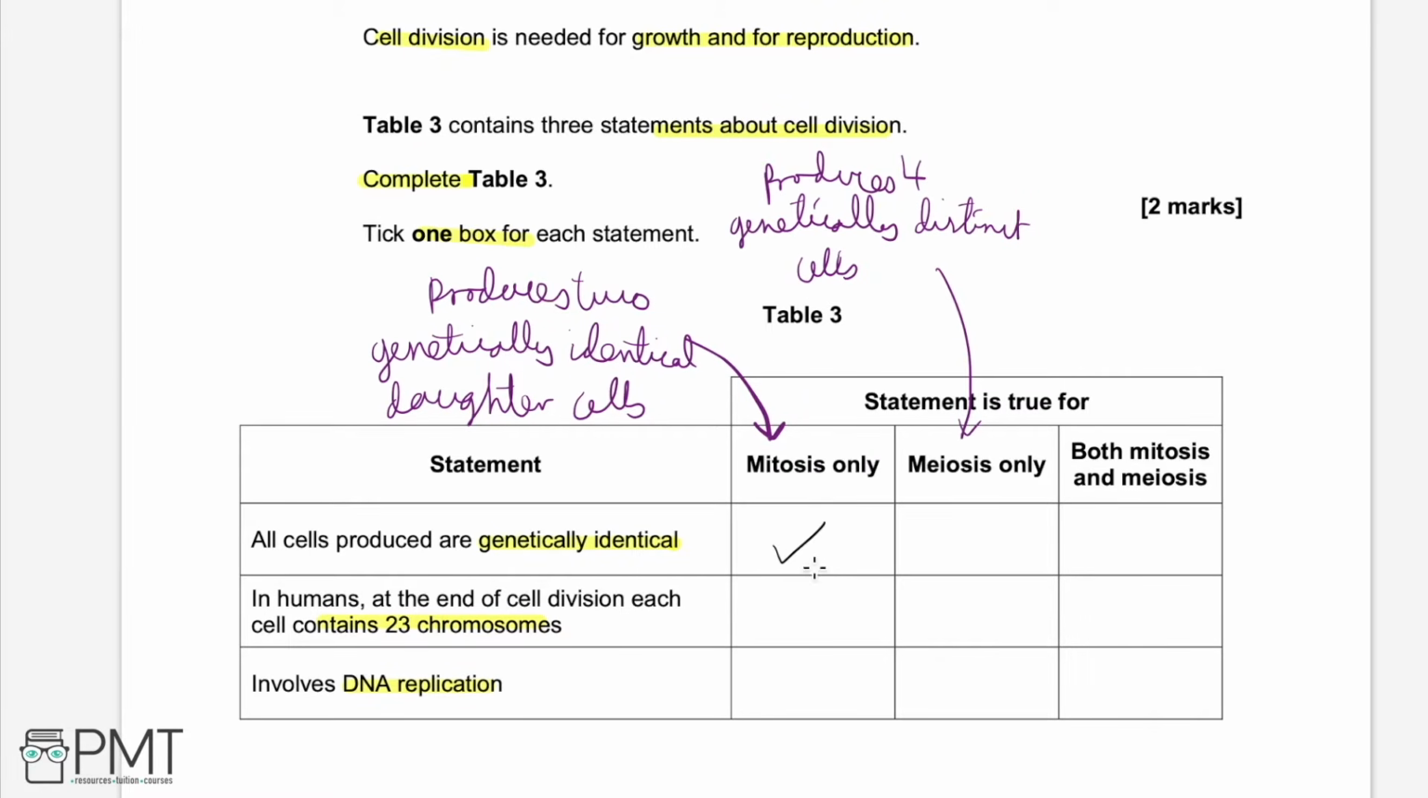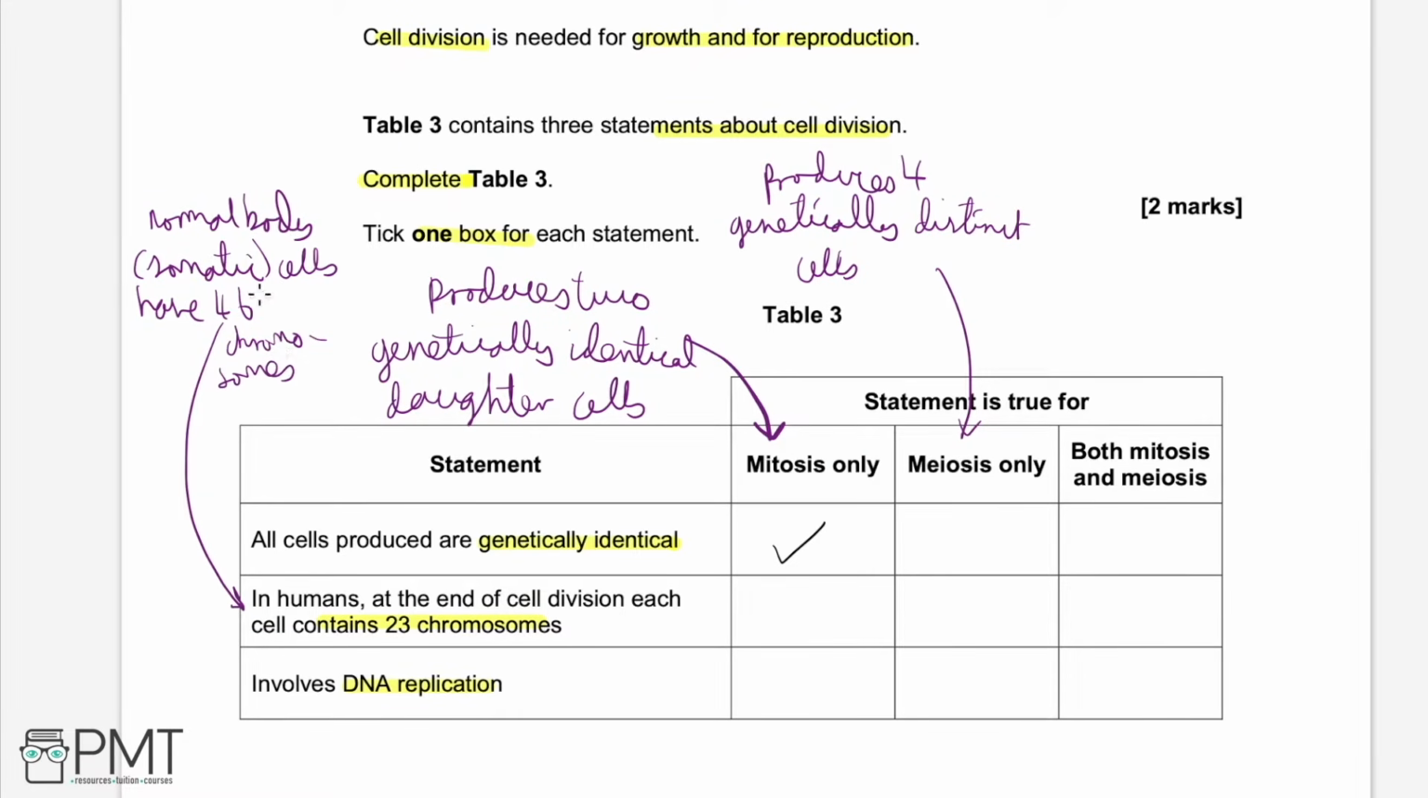Let's think about the second statement. Well, normal human body cells, also known as somatic cells, have 46 chromosomes. That is 23 pairs of chromosomes. Within each pair, one chromosome comes from each parent. In mitosis, 46 chromosomes are also present in all daughter cells. However, during meiosis, which produces gametes, they only have 23 chromosomes. So, the second statement is true of meiosis only. DNA replication occurs in both mitosis and meiosis, hence is true for both.